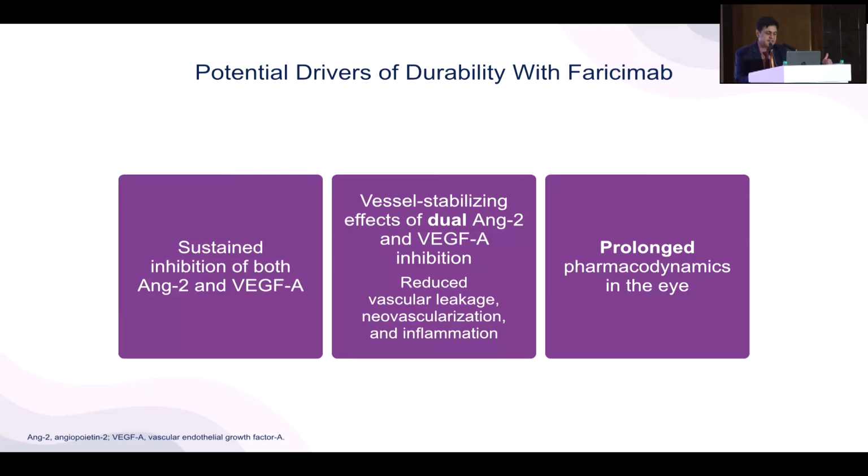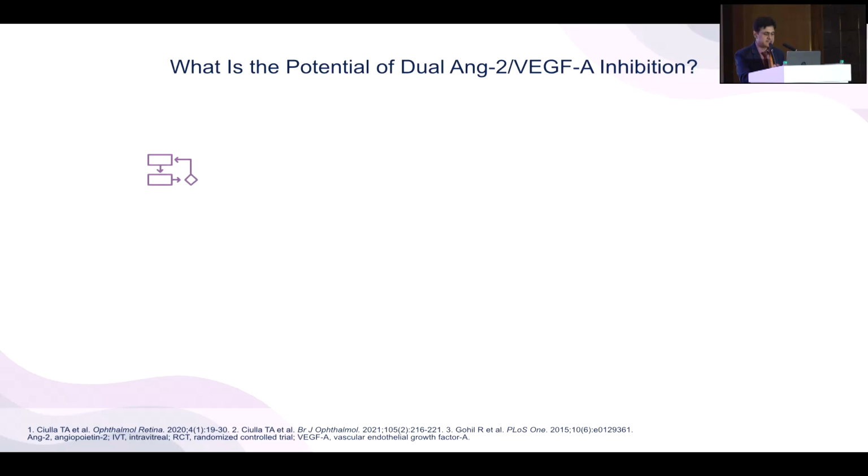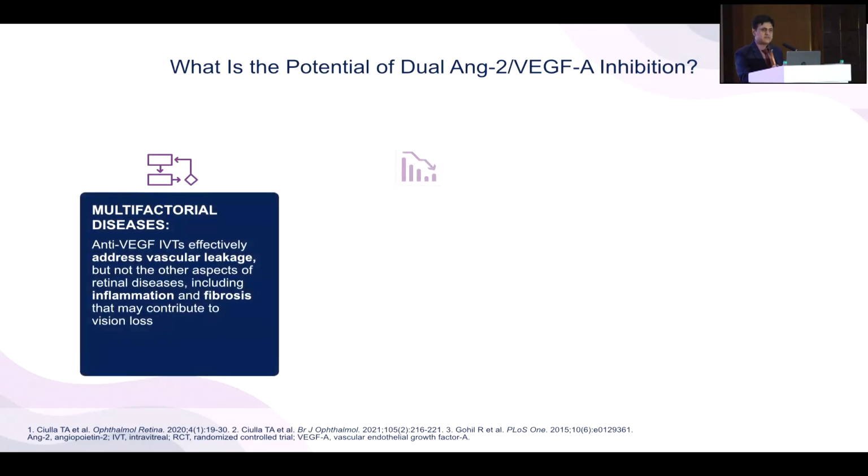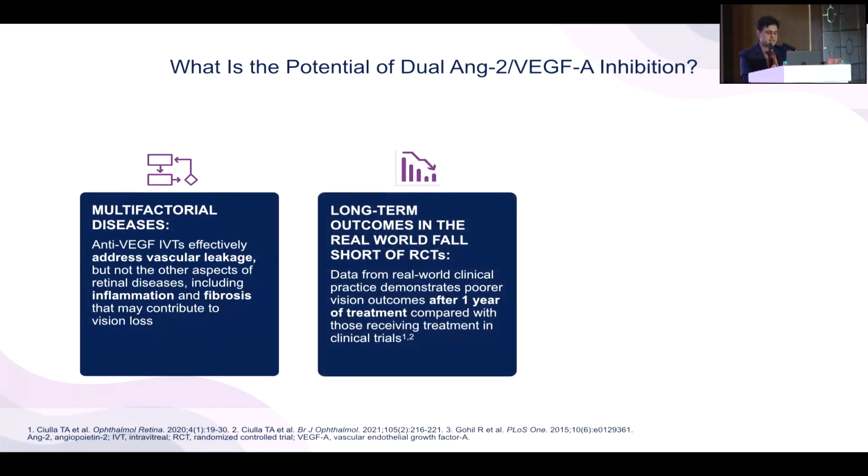So as I said, it causes sustained inhibition of both Ang2 and VEGF-A. It leads to much more vascular stabilization, reducing the leakage and inflammation, and it also has an anti-VEGF action that prevents neovascularization. All these things combined lead to a longer duration of action, which we have witnessed, a slower but longer duration of action up to around 16 weeks in about 70% of the patients in the phase 3 clinical trials.